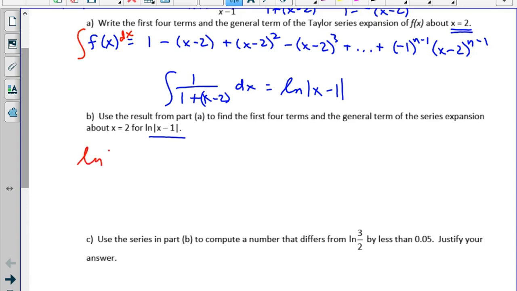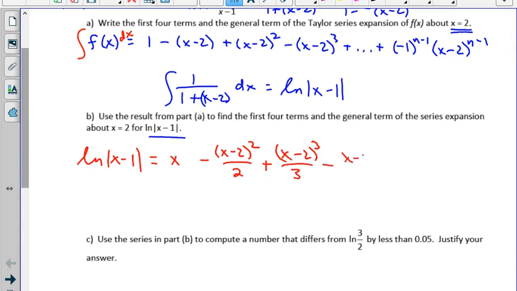And I can say that the natural log of x minus 1 is equal to x minus x minus 2 squared over 2 plus x minus 2 cubed over 3 minus x minus 2 to the 4th over 4, plus dot dot dots. And the general term is negative 1 to the n minus 1 times x minus 2 to the n over n. Sorry, I forgot some plus dot dot dots.